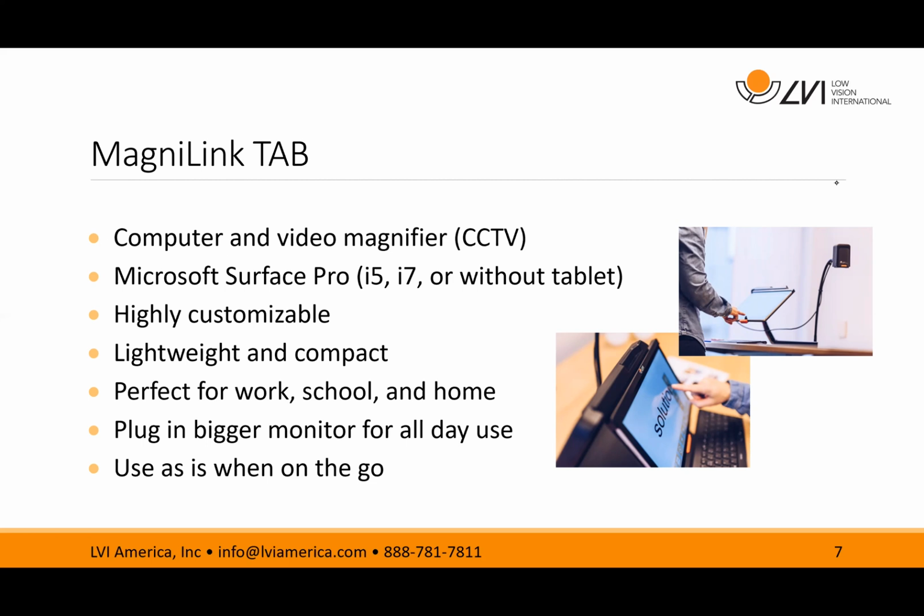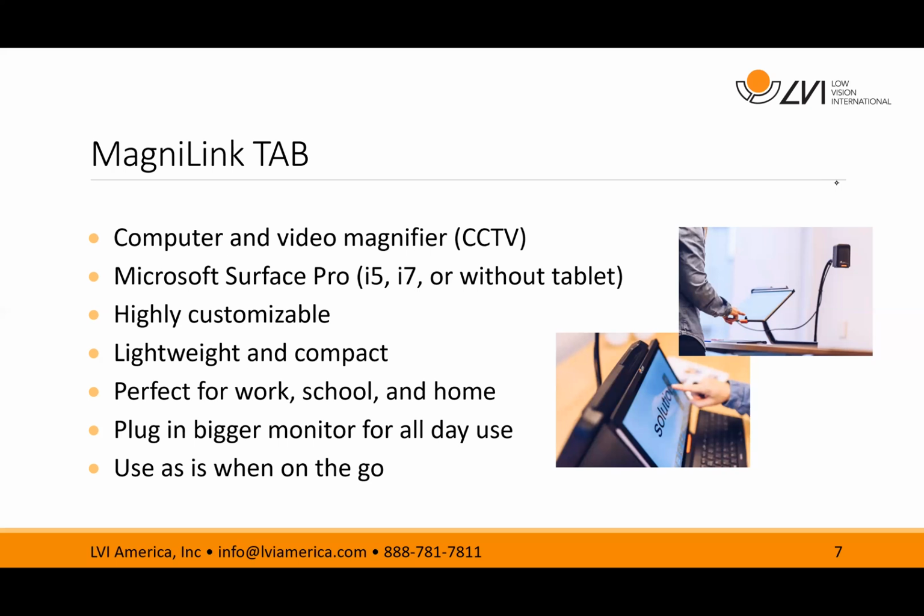The bottom picture shows somebody touching the screen because there's 3 ways to do everything. You can do gestures, you can use the hotkey combination with the keystrokes, and you also can use the menu system that we'll be talking about and you'll see in just a minute. So it is a video magnifier, better known as a CCTV. You can use it for enlarging anything, changing the color, just like you would any video magnifier. But what you need to understand is that it is a computer. It is a Microsoft Surface Pro computer.